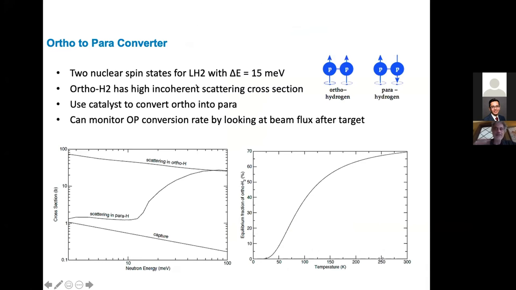So we had to make as pure a parahydrogen target as we could possibly do. And we used the fact that the neutrons are very sensitive to the amount of orthohydrogen to do this measurement. The neutron interaction cross-section is a sharp and very well-known function of neutron energy. And so the shape of this cross-section was an indicator for us of how much orthohydrogen we had.